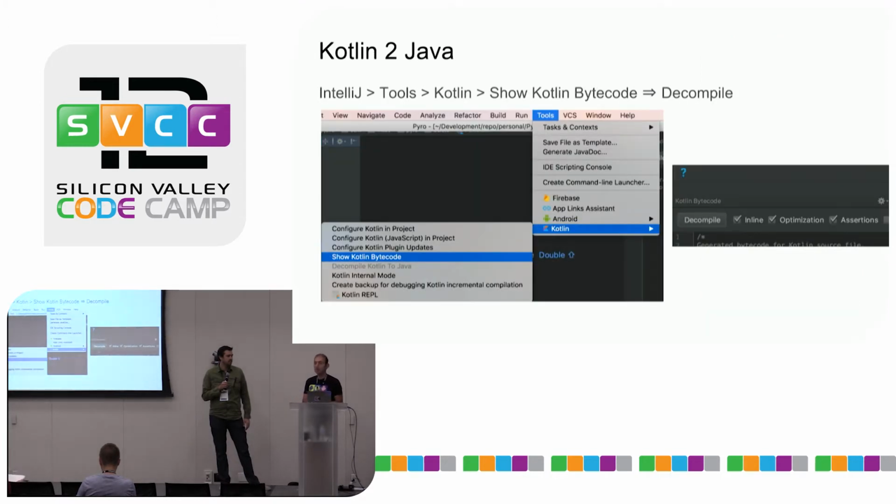And the next tool is kind of more hidden, but it also works very well. If you choose Tools, Kotlin, then select Show Kotlin Bytecode, there's a new pane and it has the decompile option, which would decompile your Kotlin code to Java again. So we'll have a lot of fun with the slides because we write the Java code, convert to Kotlin, then write the Kotlin code, decompile to Java, so we'll see both ways.